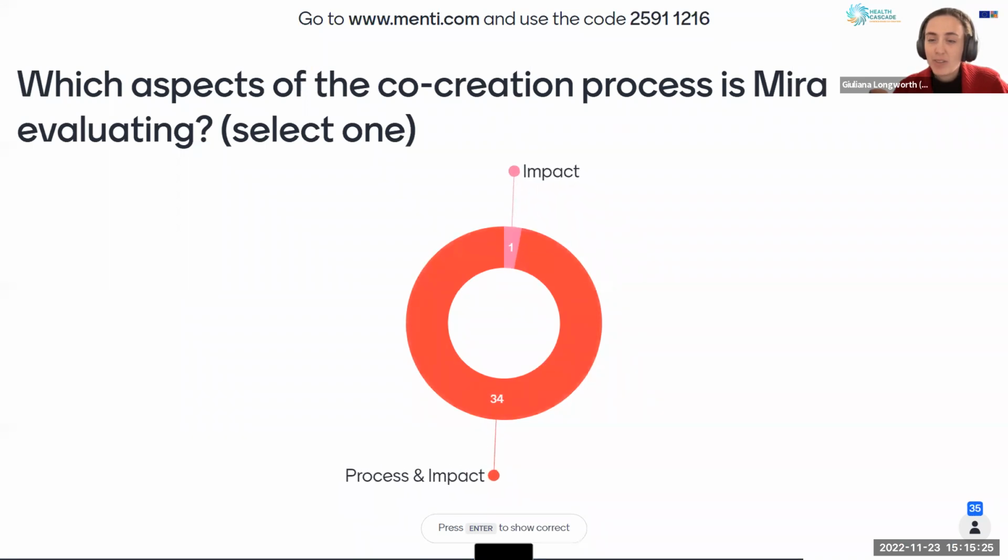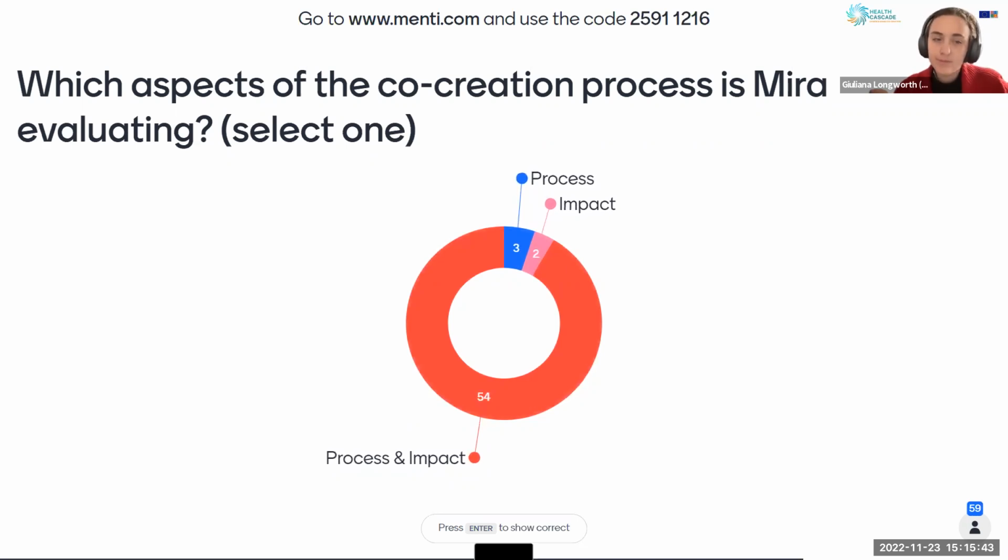So a lot of you are saying and agreeing on process and impact. Some are saying process, impact. 53 answers in. I'll leave it a few more seconds. Okay. So I think that the majority of you are saying process and impact. So there's a clear answer there.